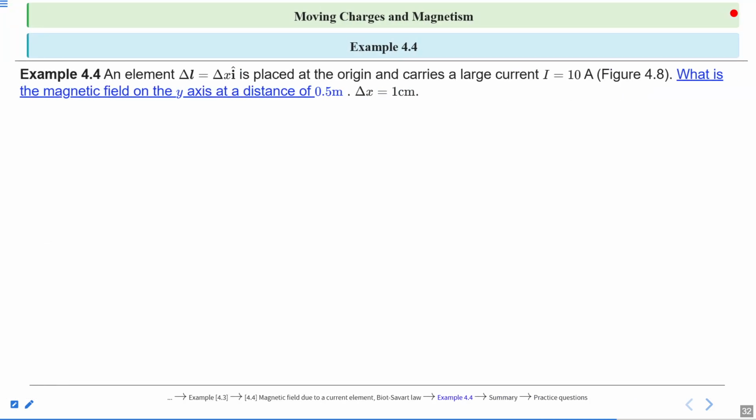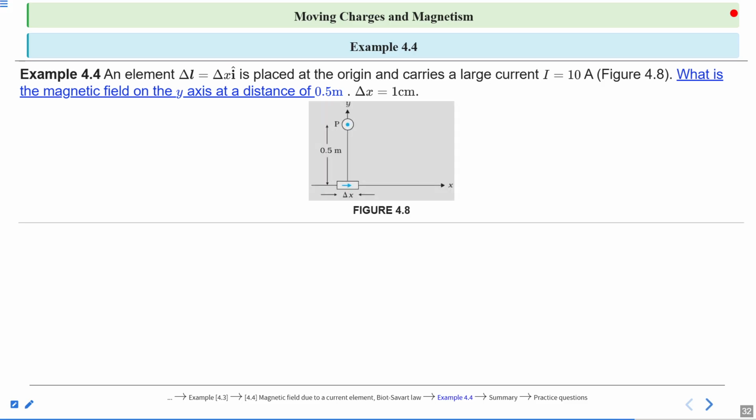Now example 4.4. An element delta L equal to delta X i cap, where i cap is the direction of this delta L, is placed at the origin and carries a large current I equal to 10 ampere. What is the magnetic field on the y-axis at a distance of 0.5 meter, and delta X is 1 centimeter? You can see figure 4.8. There is a small element delta X, and delta L is delta X in magnitude with i cap as direction, meaning the positive x direction. You have to find the magnetic field on the y-axis at a distance of 0.5 meter, so r equals 0.5 meter, and the current is given. So let's see the solution.